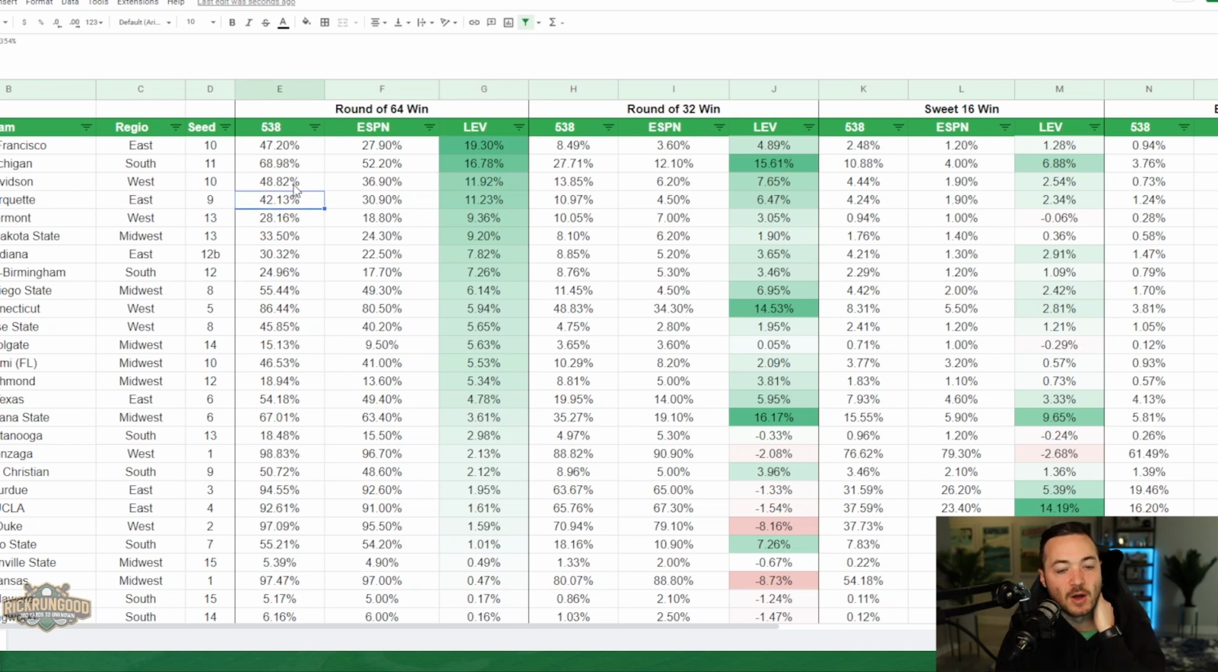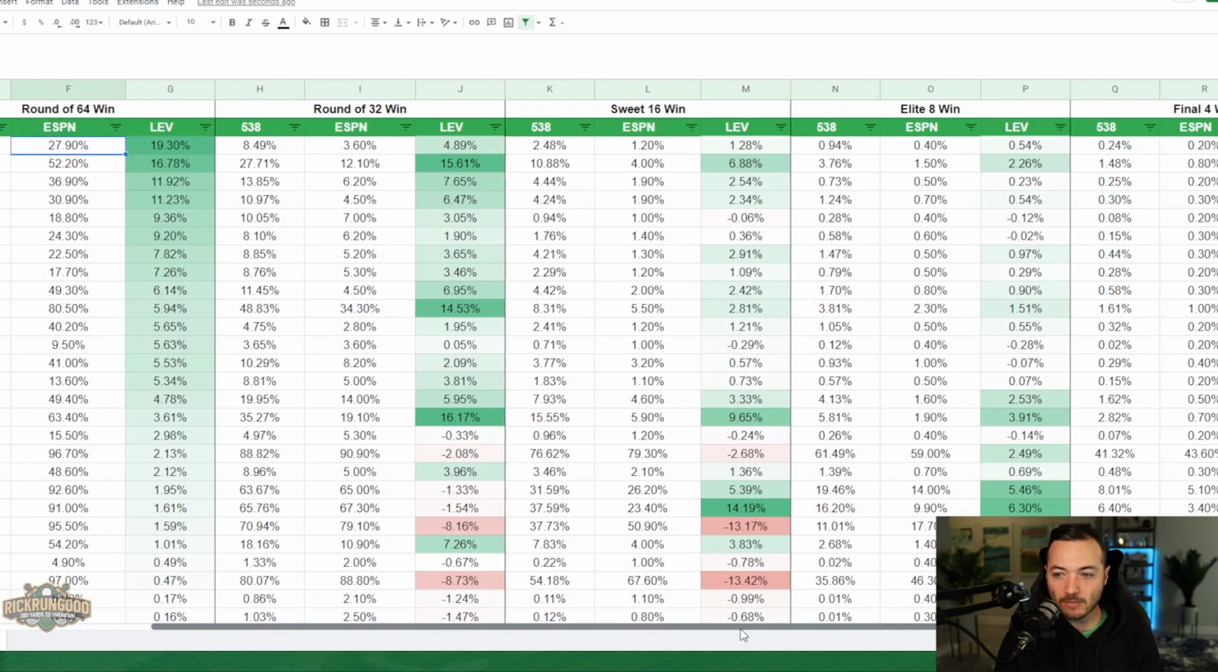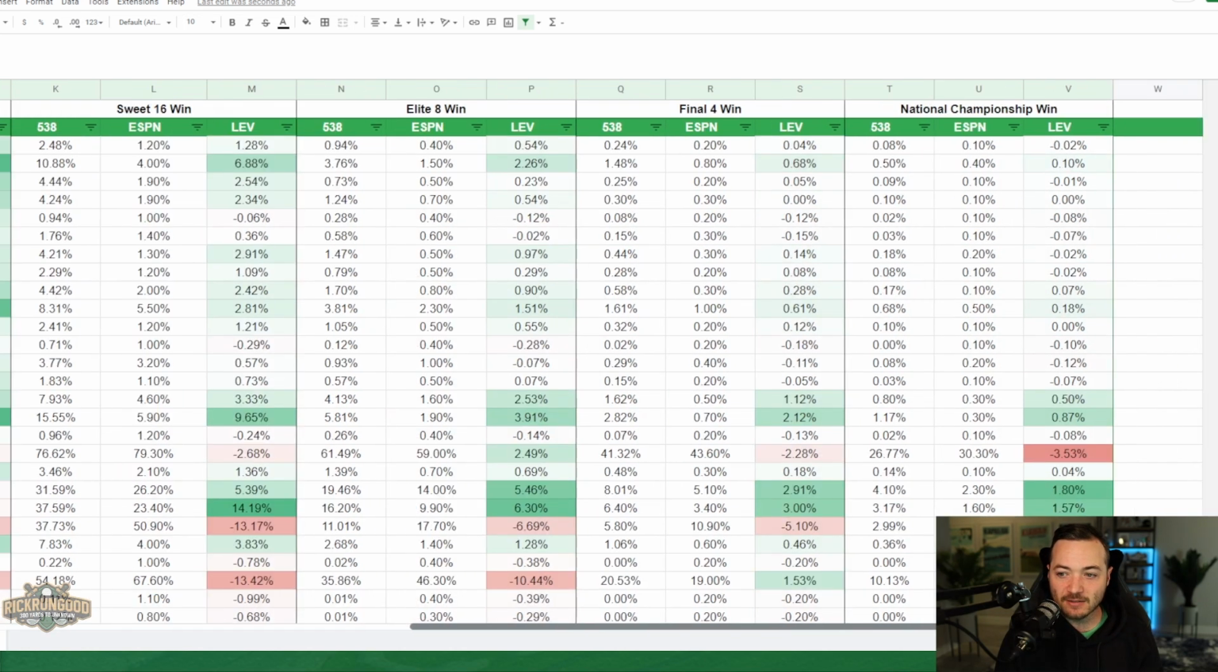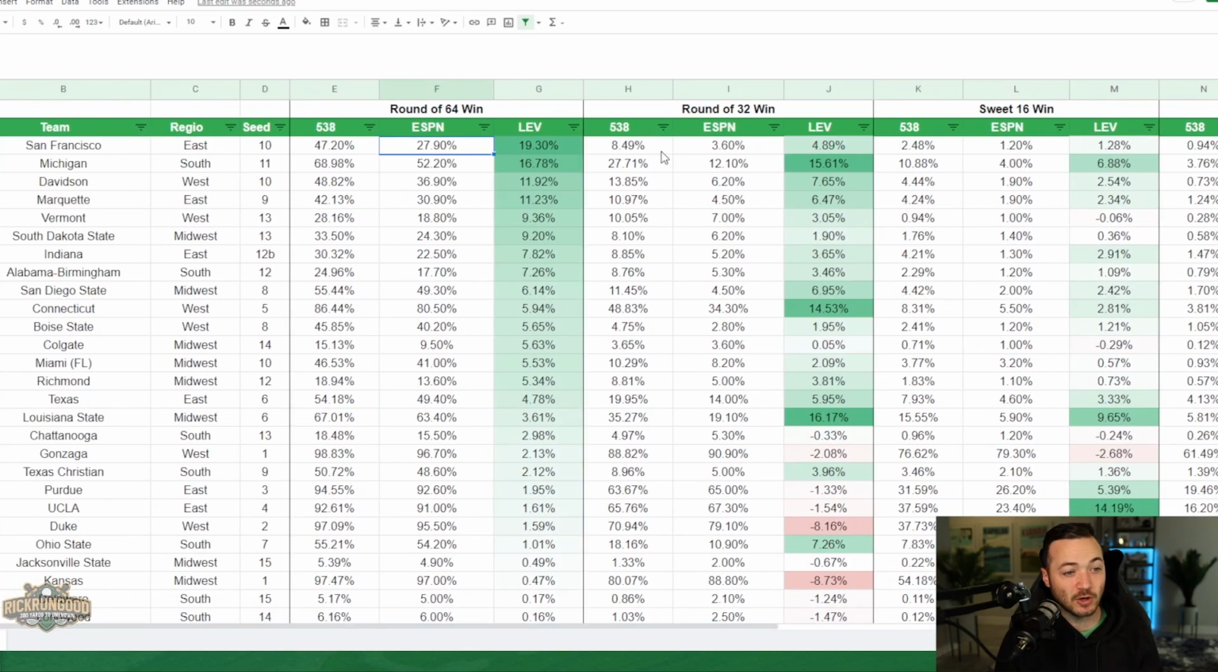So San Francisco, the 10 seed out of the East. I don't know who they're playing, but they are about a coin flip to win that game, yet only 27% of people are actually picking them to advance. So we've got to advance San Francisco through the East, Michigan through the South, believe it or not. Michigan, wow. Pretty positive leverage across the board. Good on you, Michigan. That was my example for being a public team.